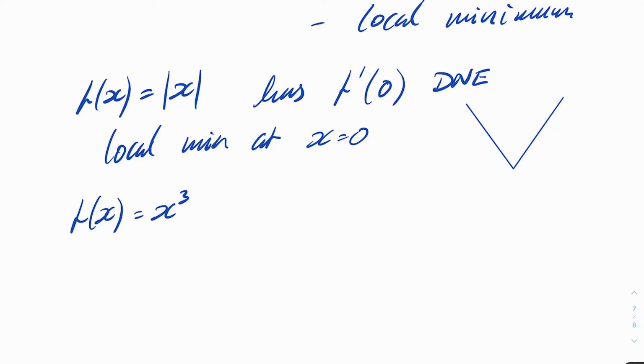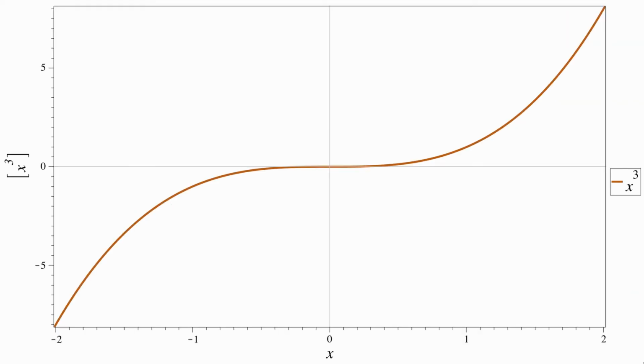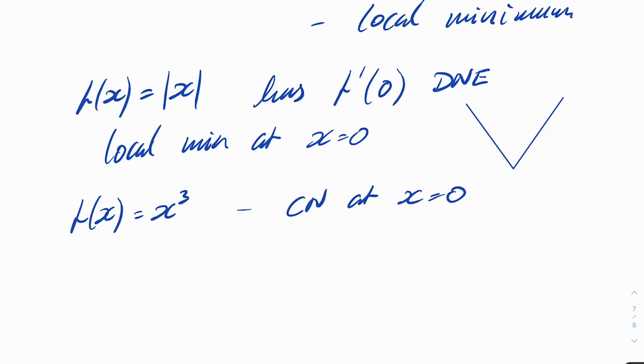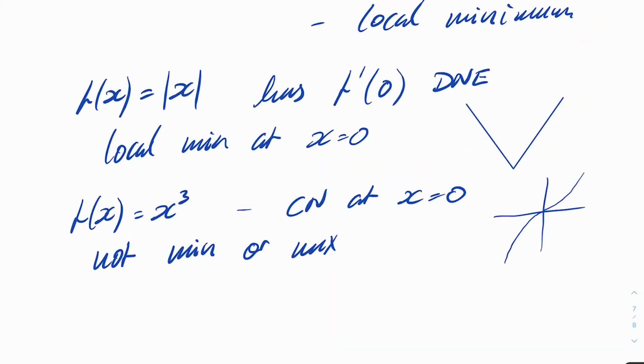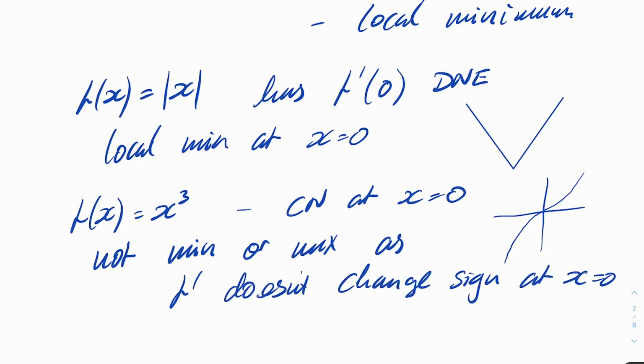Let's have another example, which is f of x is x cubed. This has a critical number at x equals 0, but everywhere else the function is increasing. So although the derivative goes to 0 at the origin, it doesn't correspond to a minimum or maximum. And the reason is because the first derivative doesn't change sign. So critical numbers can tell us whether a function has a local minimum or a maximum.